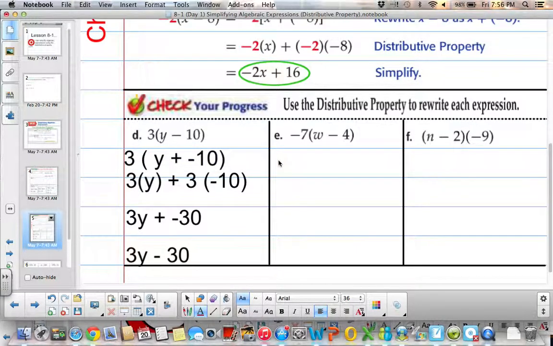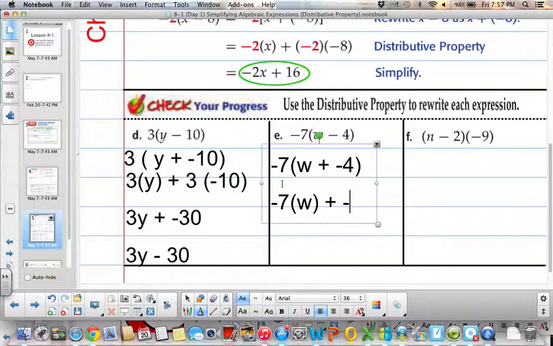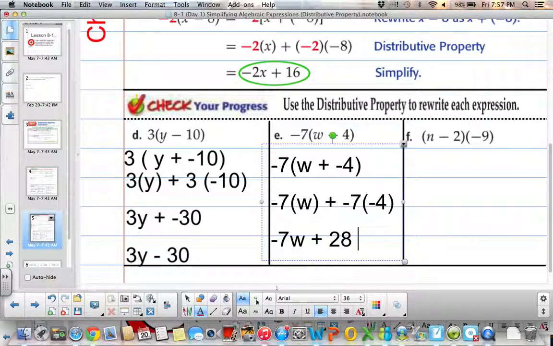Okay, we have negative 7. We're going to rewrite it as negative 7 times w plus negative 4 because we're changing our subtraction into addition. We have negative 7 times w plus negative 7 times negative 4. So we have negative 7w. Negative 7 times negative 4 is 28, so plus 28, and that's our simplified form, so we're going to leave it like that.